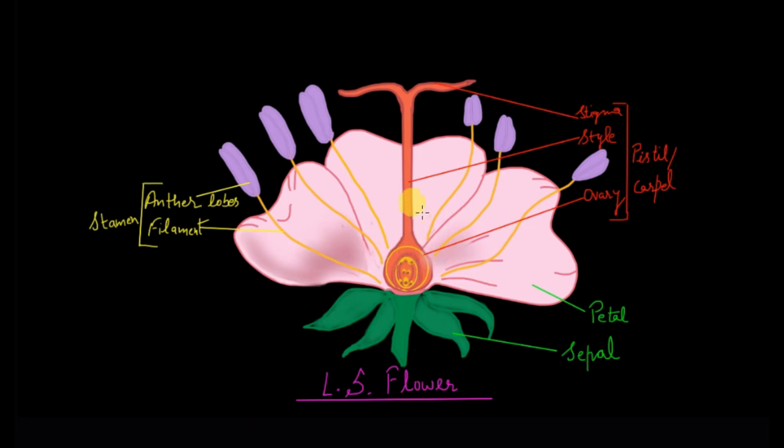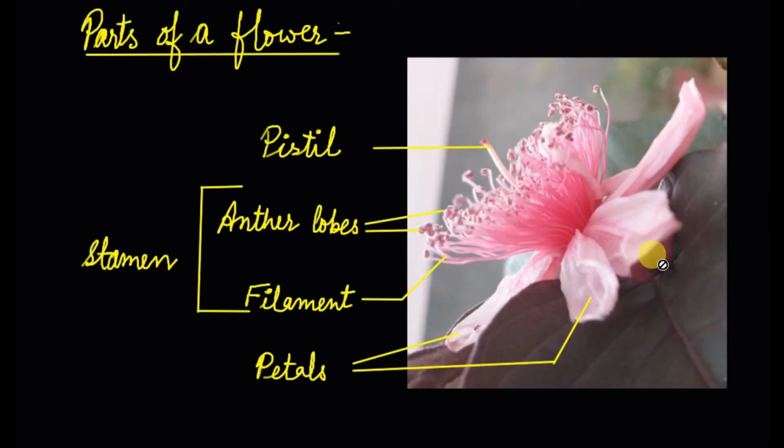Now look at this central structure. Here the upper part of this structure is known as a stigma. Then it is followed by an elongated part which is known as style, and then the basal swollen part which is known as ovary. Ovary consists of ovule inside. So this entire structure is known as pistil or carpel. This is the female part of the flower.